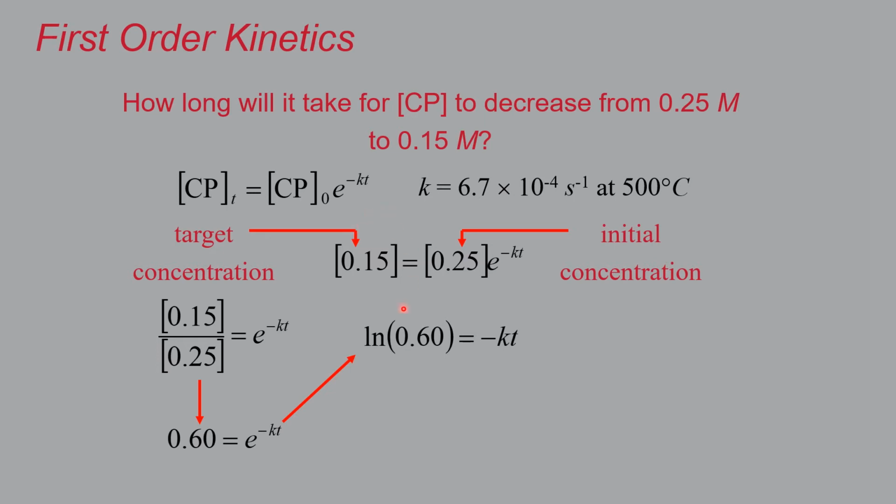Just to be clear, because I didn't explicitly put this in this slide, in case you're not used to it, I'll do this off to the side here. The natural log of anything, so natural log of e to the something is just the something. So that's how we got to there.